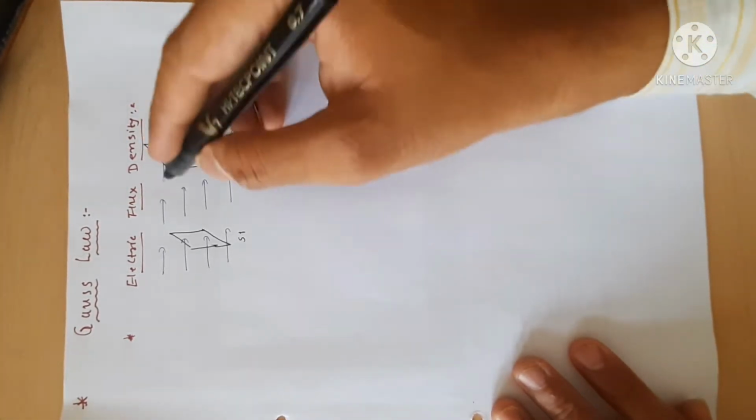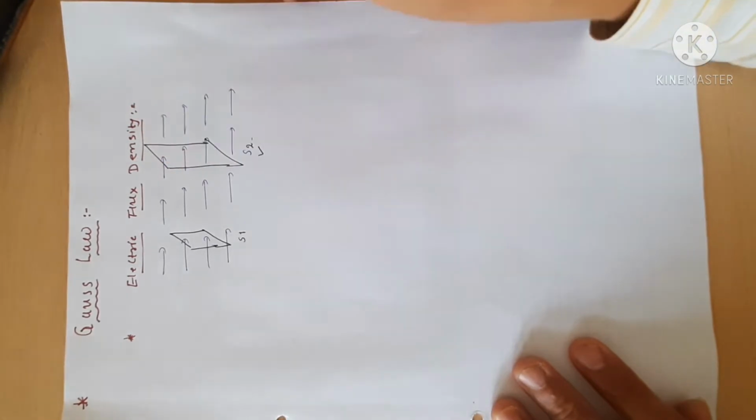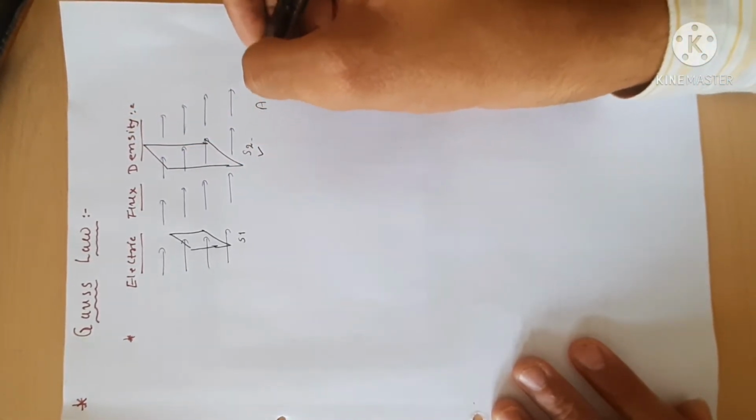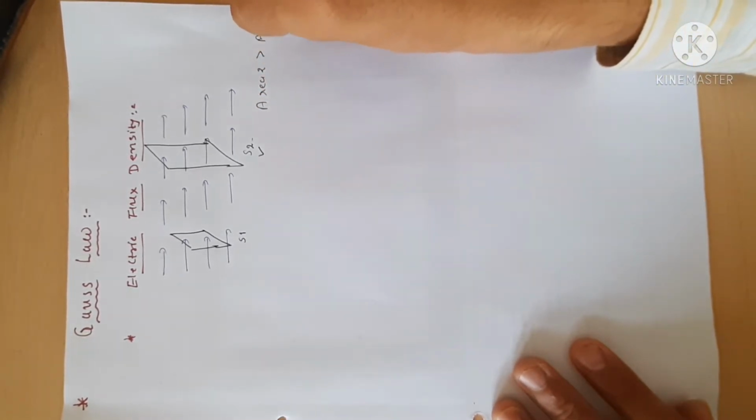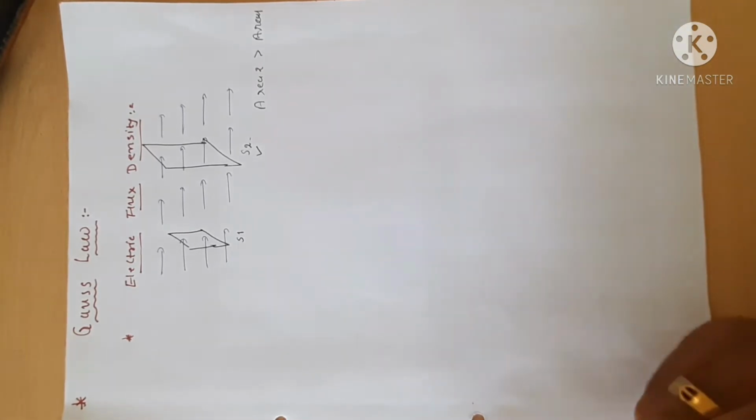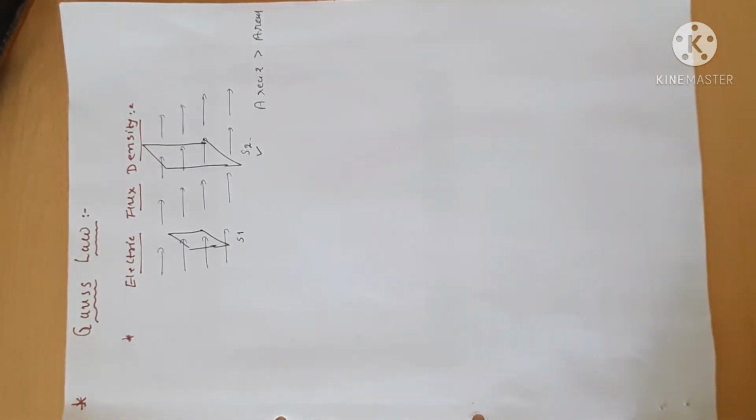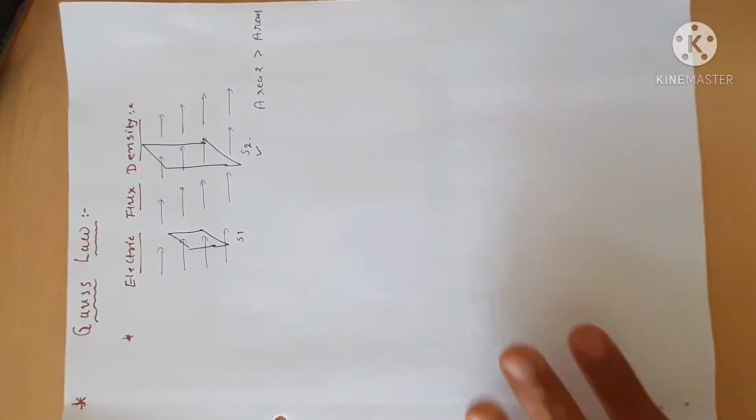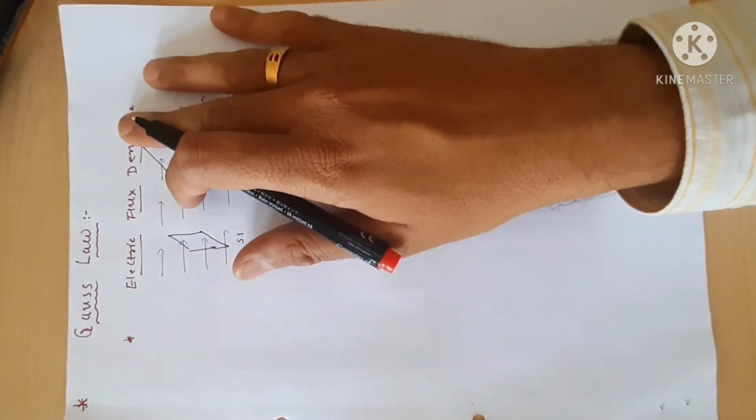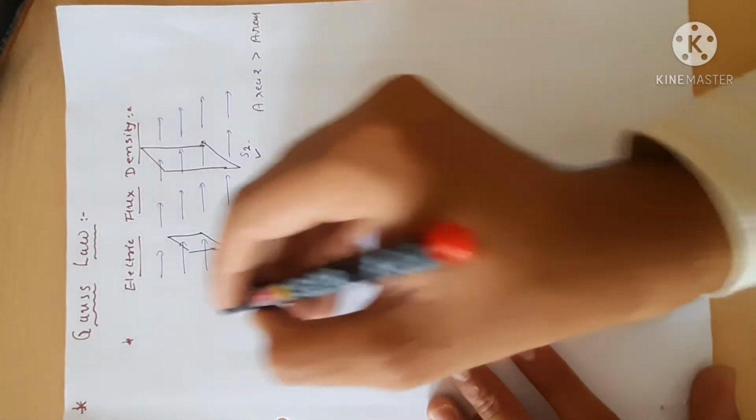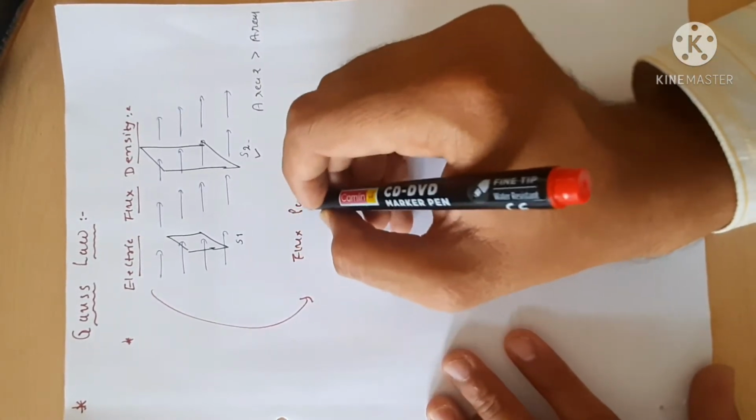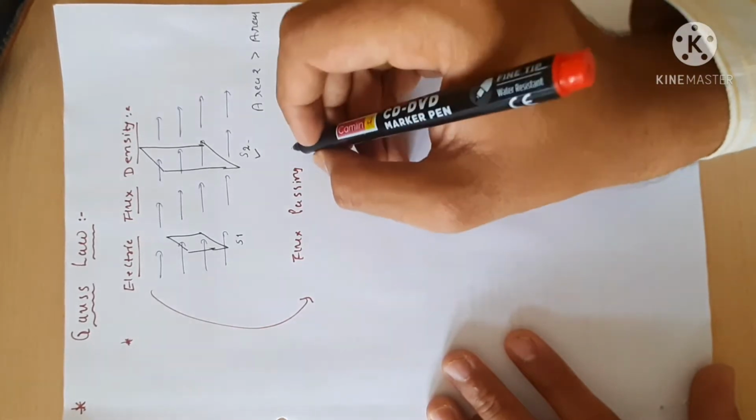In the S2 surface, the maximum flux is passing throughout it, because the area of the second surface is greater than the area of the first surface. So ultimately we can say electric flux passing through any surface depends on the area of that surface. Based on that, we define electric flux density, which is flux passing through unit area.